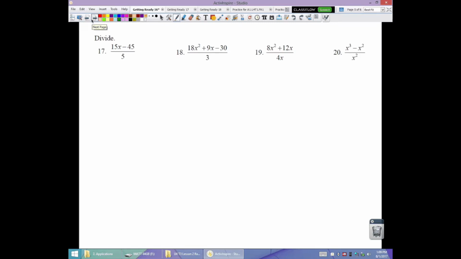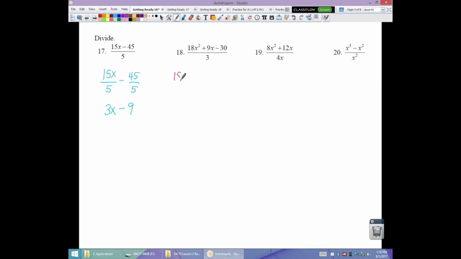And the very last section asks us to divide. Now, we haven't done a lot of these, but to divide a polynomial, a binomial or a trinomial by a single term, your first step should be rewrite this as separate fractions. So 15x minus 45, all divided by 5, should be rewritten as 15x divided by 5 minus 45 divided by 5. And then you simply reduce the individual fractions. So 15x divided by 5 is 3x. 45 over 5 is negative 9.